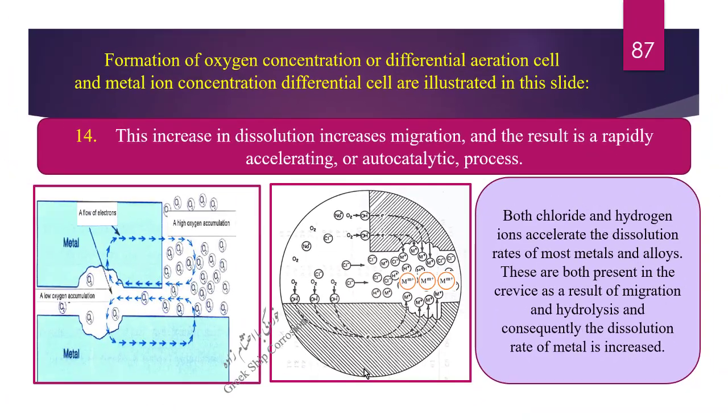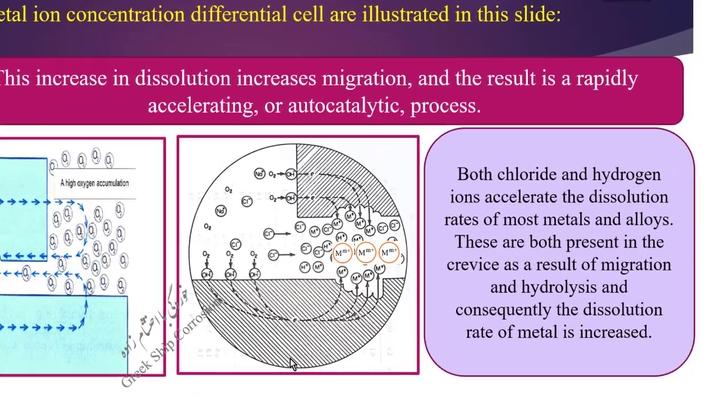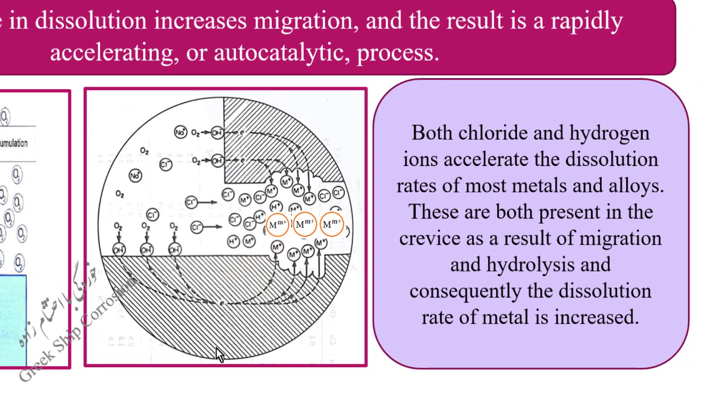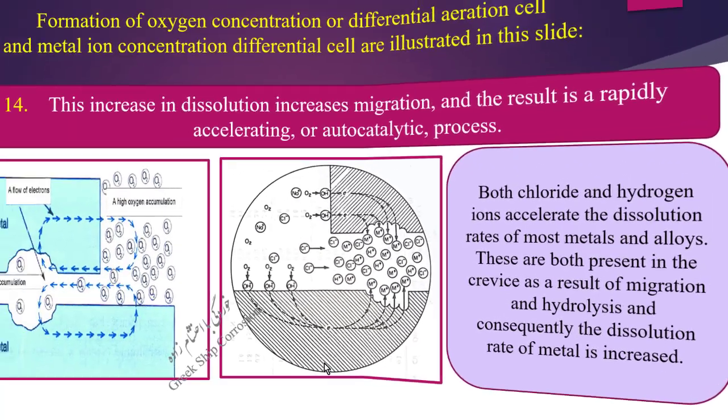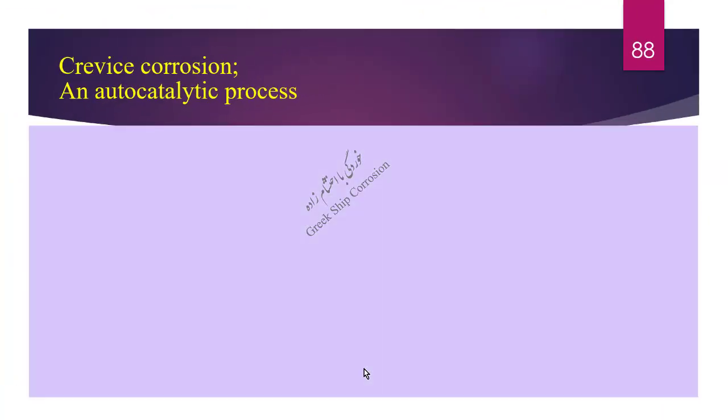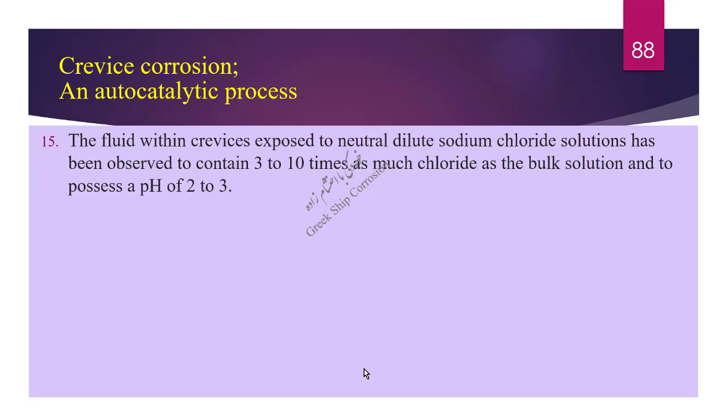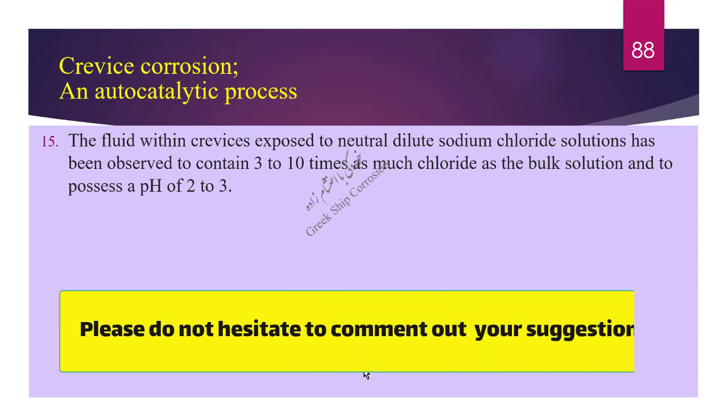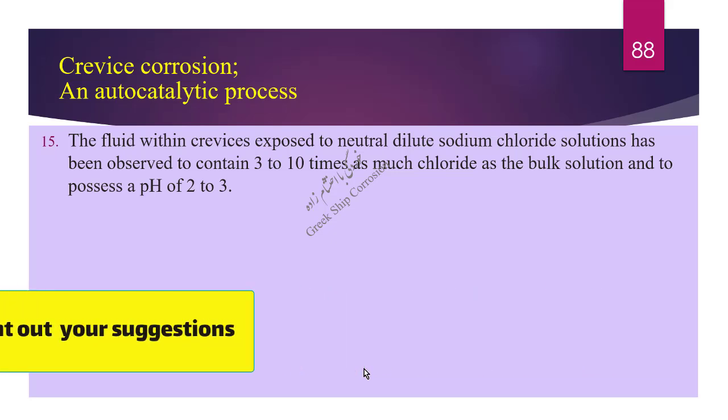Both chloride and hydrogen ions accelerate the dissolution rates of most metals and alloys. These are both present in the crevice as a result of migration and hydrolysis, and consequently the dissolution rate of metal is increased. Crevice corrosion, an autocatalytic process. 15. The fluid within crevices exposed to neutral dilute sodium chloride solutions has been observed to contain 3 to 10 times as much chloride as the bulk solution and to possess a pH of 2 to 3.